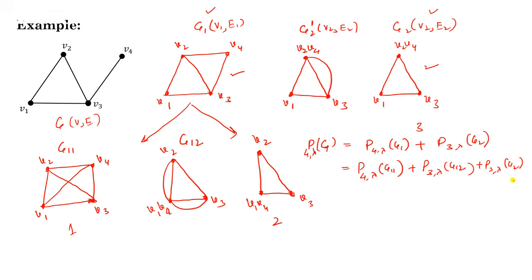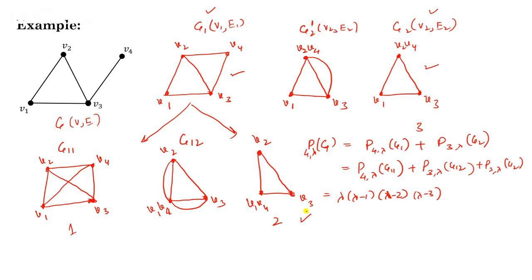Now all these graphs are complete graphs. Look at this. This is a complete graph of 4 vertices. This is a complete graph of 3 vertices. And there is a complete graph of 3 vertices. And for all these graphs, we know the chromatic polynomials. For the complete graph of 4 vertices, the chromatic polynomial is lambda, lambda minus 1, lambda minus 2, lambda minus 3.